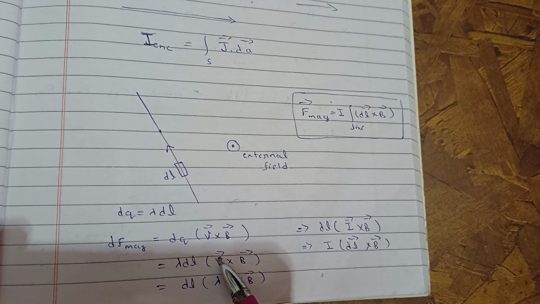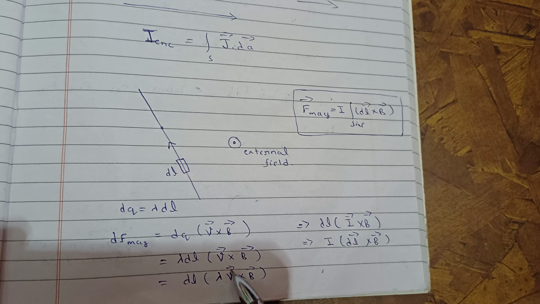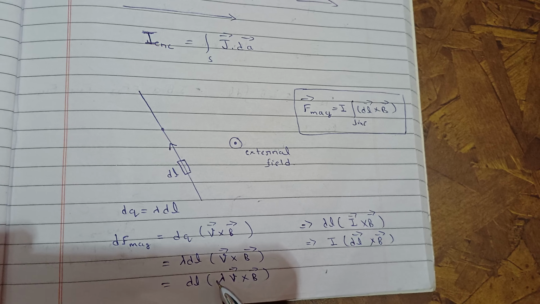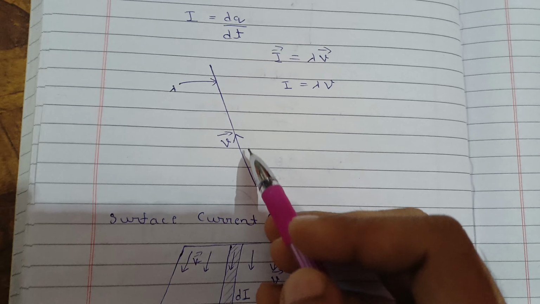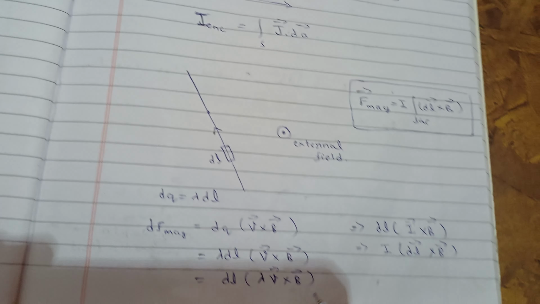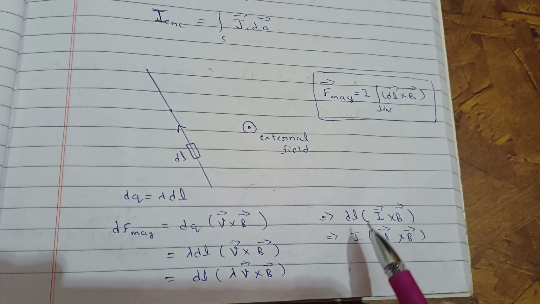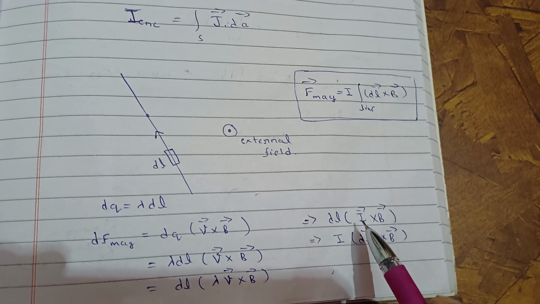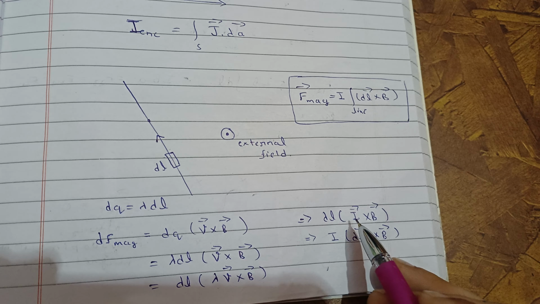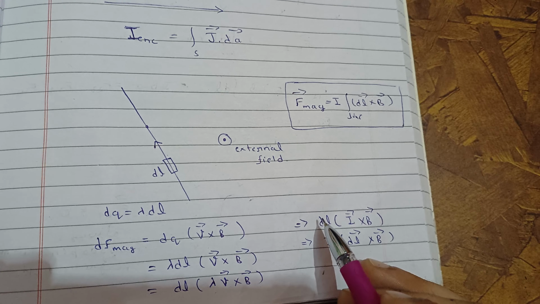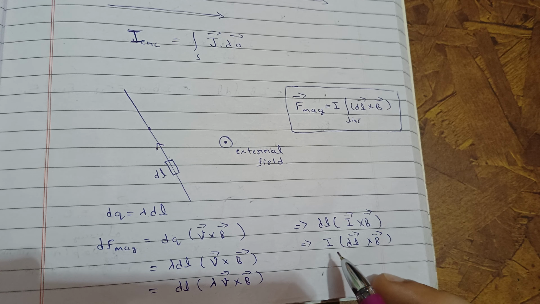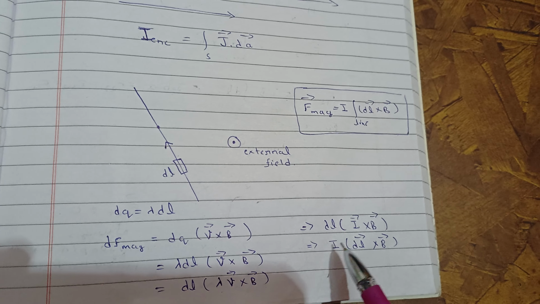Now see, this lambda v will go inside, and lambda v cross B, where lambda v is nothing but the current in a wire, which we already defined. So this is I cross B. In one dimension, we defined I in the same direction as dl, and we defined it as a scalar, so we just put the vector on dl because they are in the same direction. So the force will be I dl cross B.